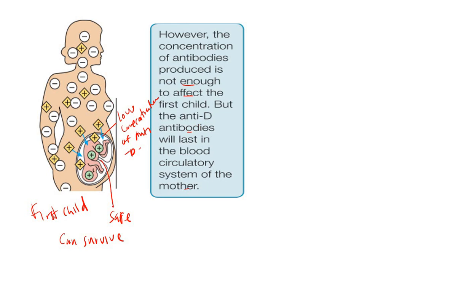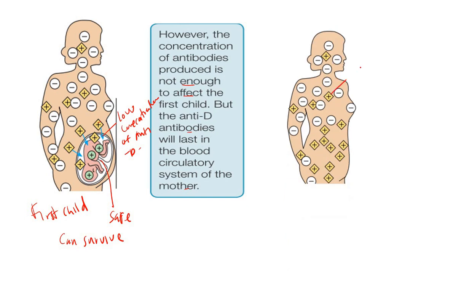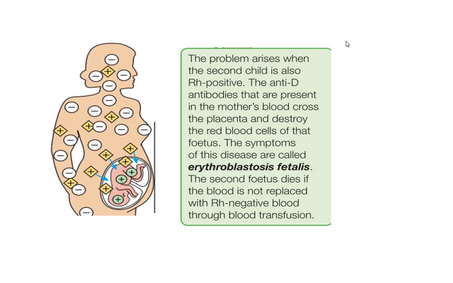So this anti-D antibody will remain in the mother's body, in the mother's circulatory system. That means the mother already has these anti-D antibodies. So that's for the first child, the first pregnancy. The baby will usually be safe. However, the problem arises when the second child is also Rh positive.